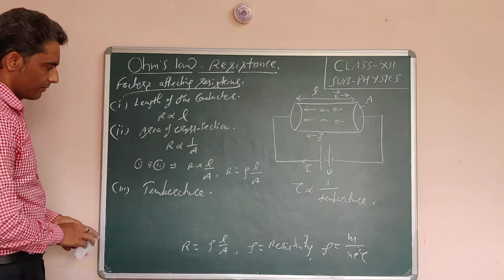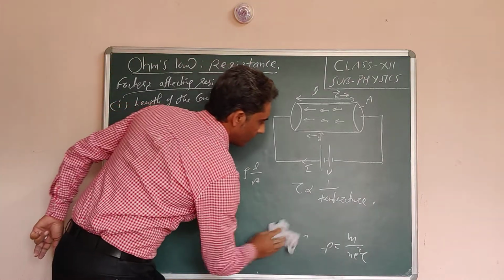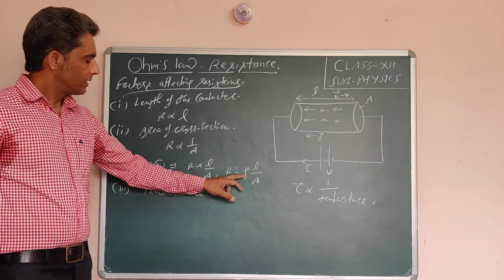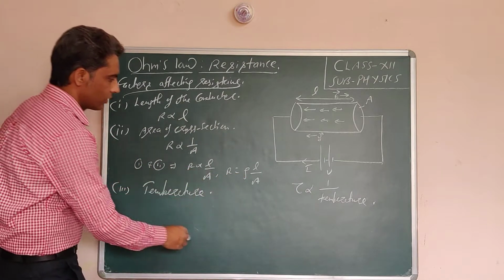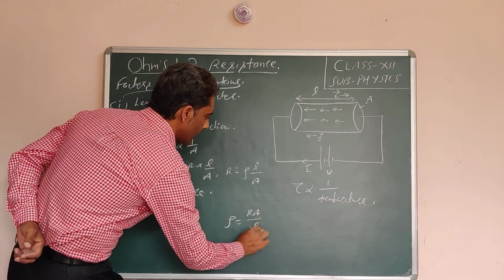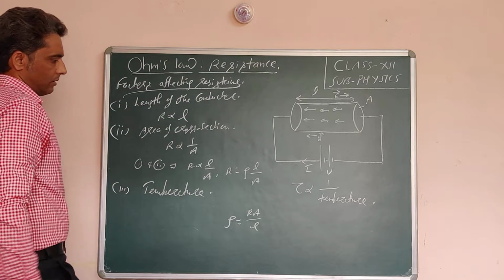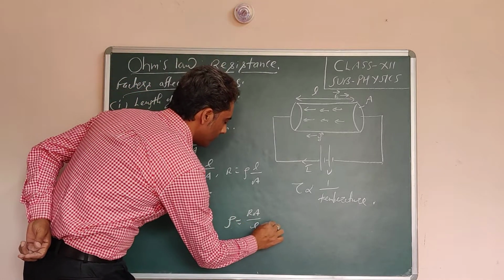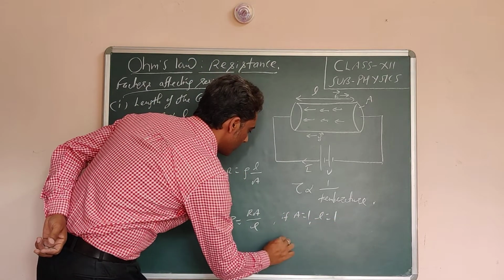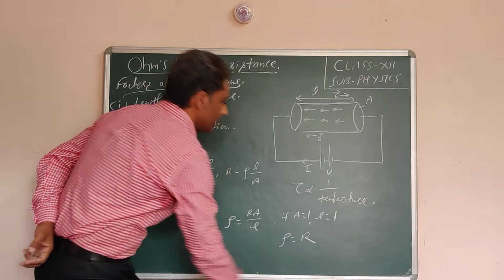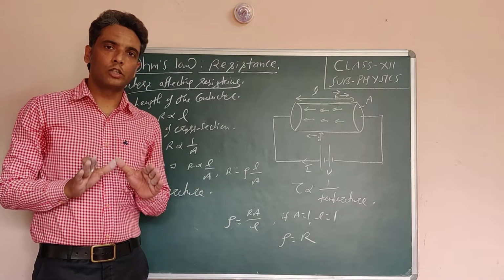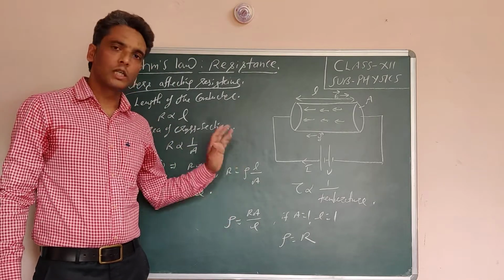Now what is resistivity? First we see what resistivity is. From here we can see that resistivity is equal to R A over L. So if A is equal to 1, L is equal to 1, then rho is equal to R. Means we can say that resistivity is the resistance per unit length per unit area of cross section of the conductor.